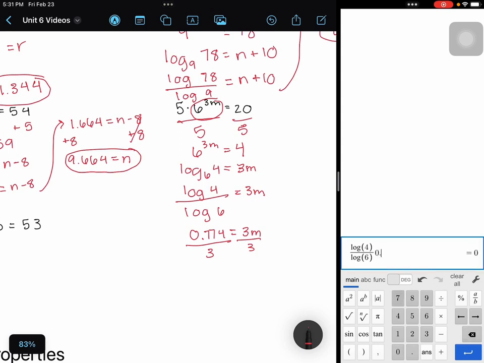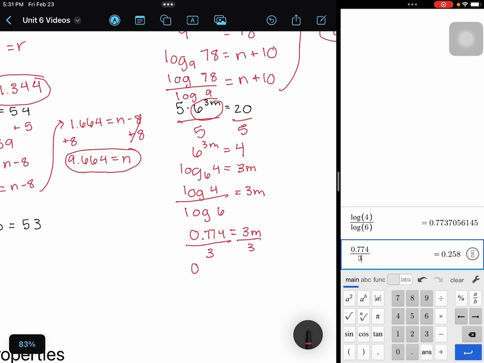So 0.774 divided by 3 is equal to 0.258. Perfect.